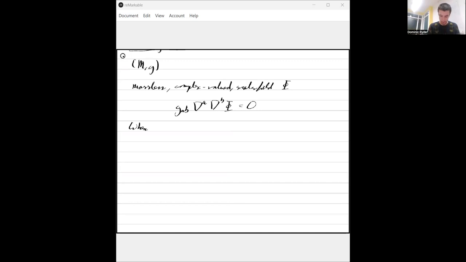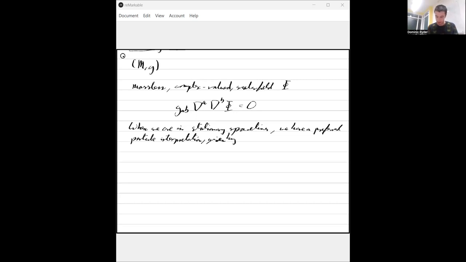So when we are in stationary spacetimes, we have a preferred particle interpretation given by the time translation symmetry. But in generic curved spacetimes, they're not going to be stationary. For example, if you have gravitational waves, you immediately have a non-stationary spacetime. And so there isn't going to be a unique, preferred global particle interpretation given by time translation symmetry. And this is going to lead to particle creation.